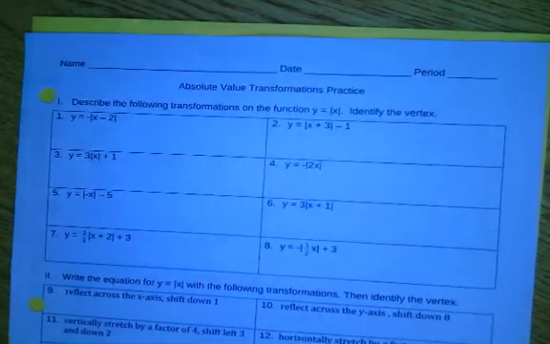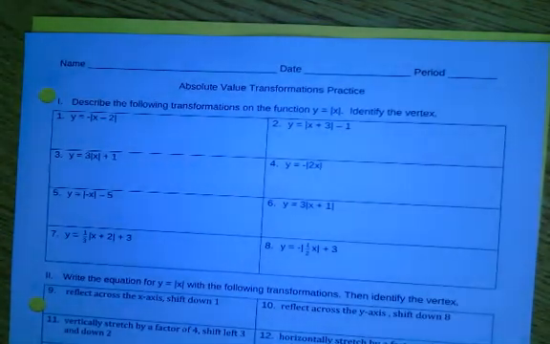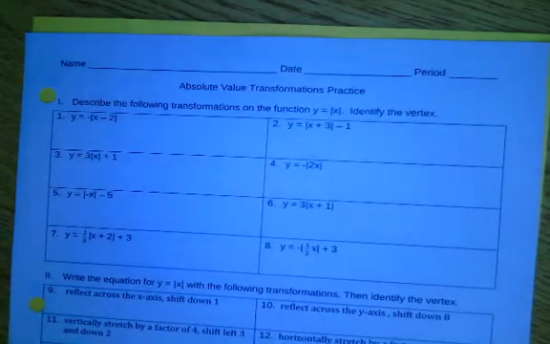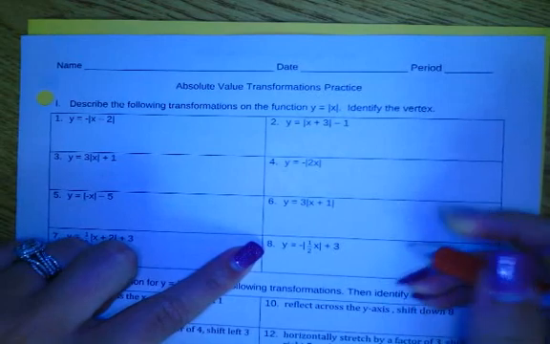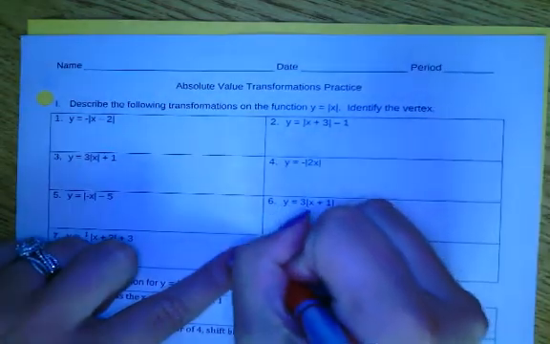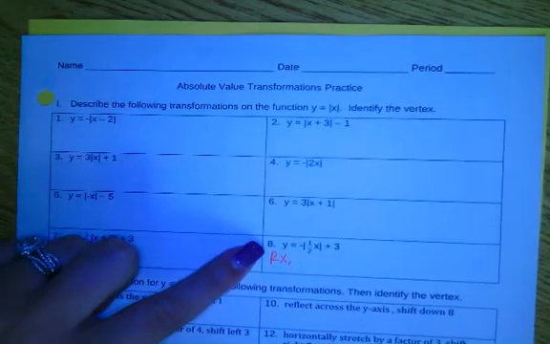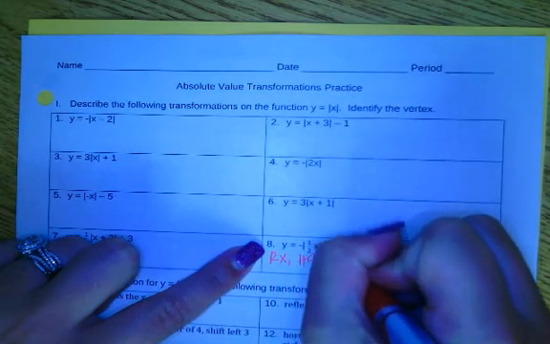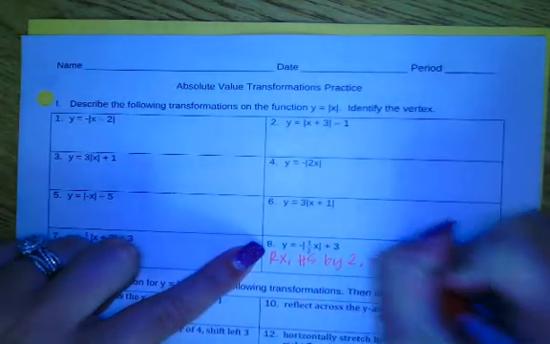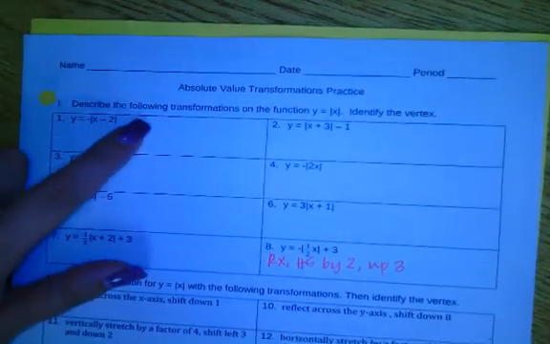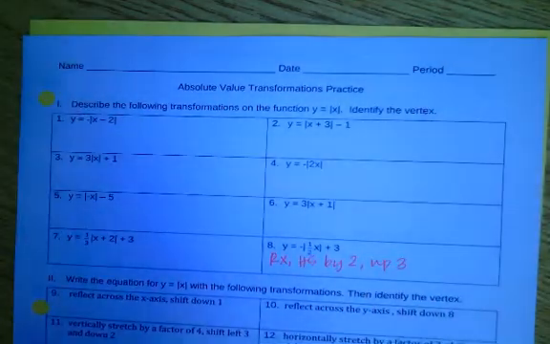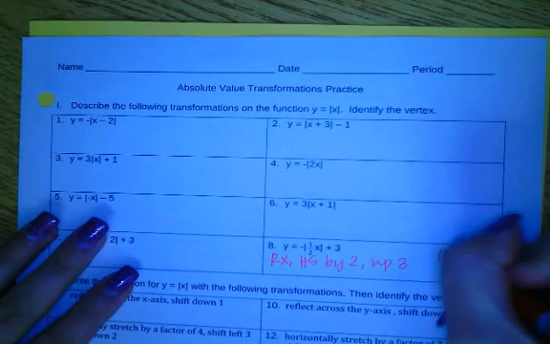It says describe the following transformations on the function y equals absolute value of x. Identify the vertex. What happens in number 8? Reflection over the x-axis. Then what? Horizontal stretch by 2. And then what? Up 3. Awesome. So I described my transformations. Now it says identify the vertex. Looking at this, what is my vertex? 0, 3. Does everybody see how we got 0, 3 as a vertex?